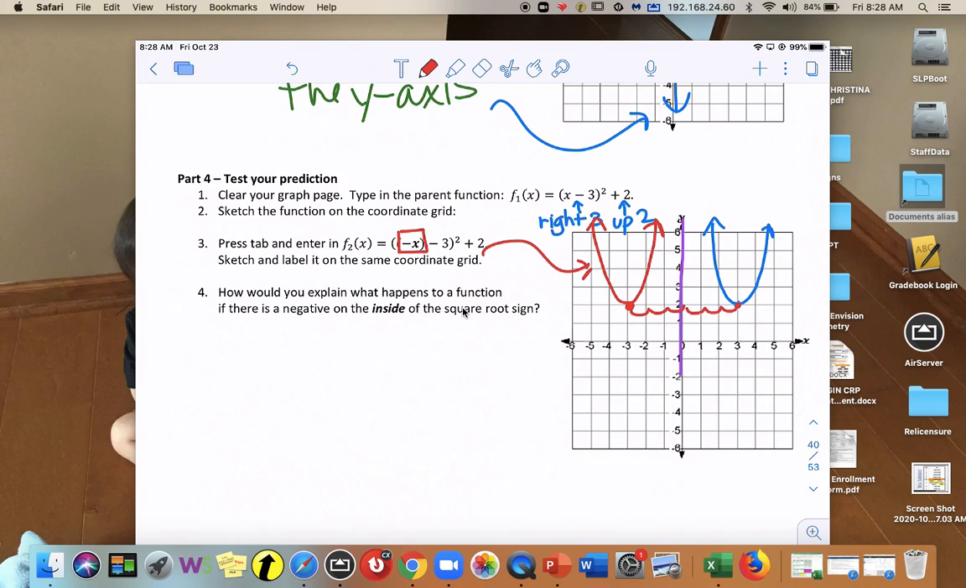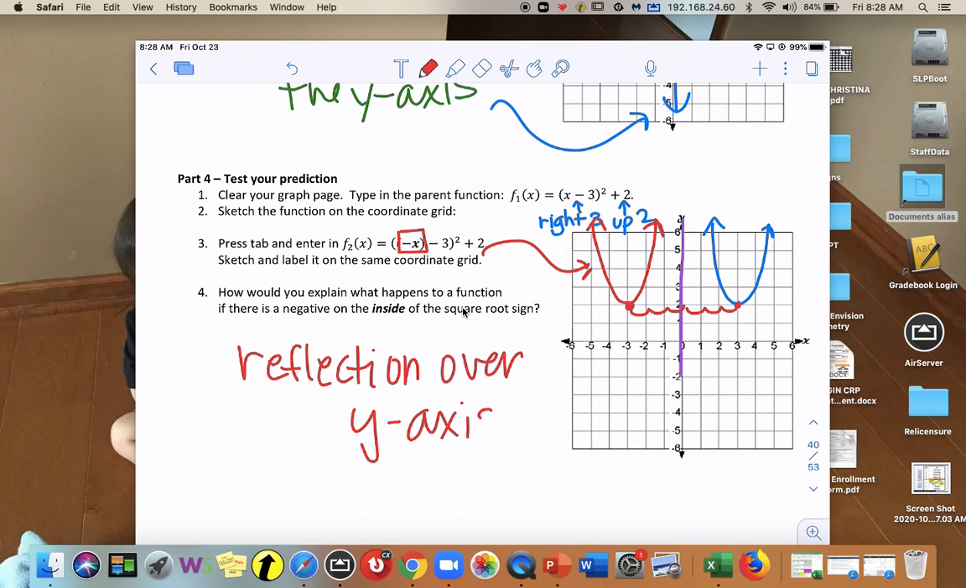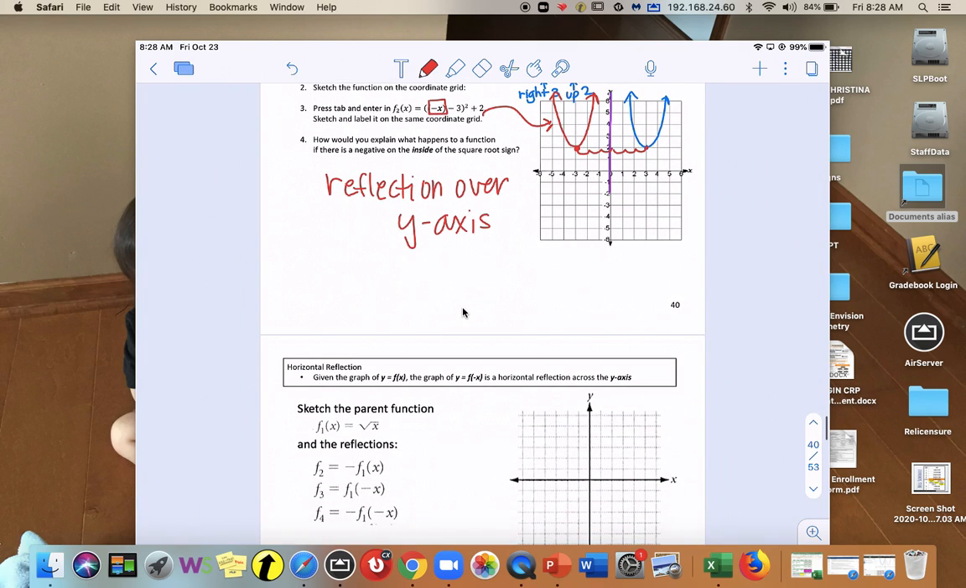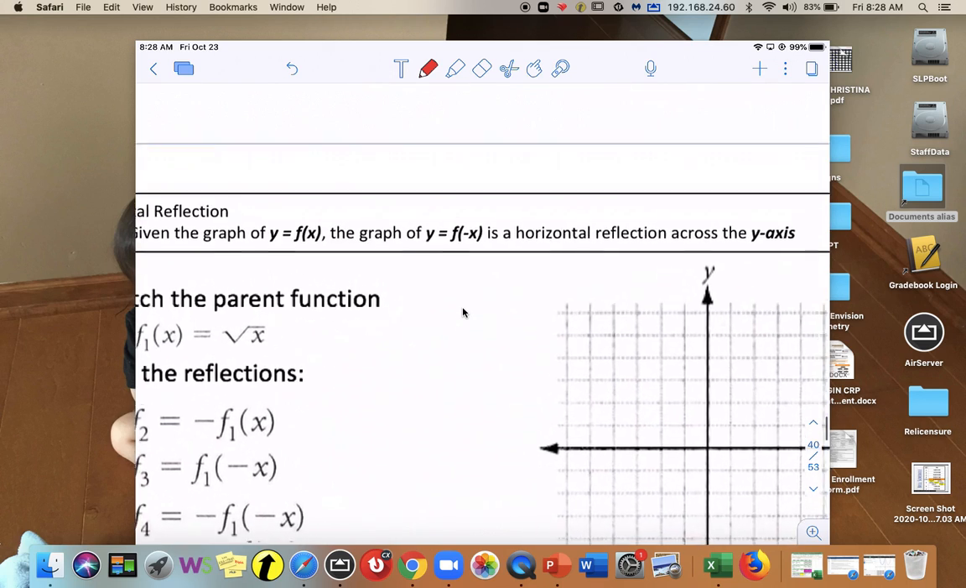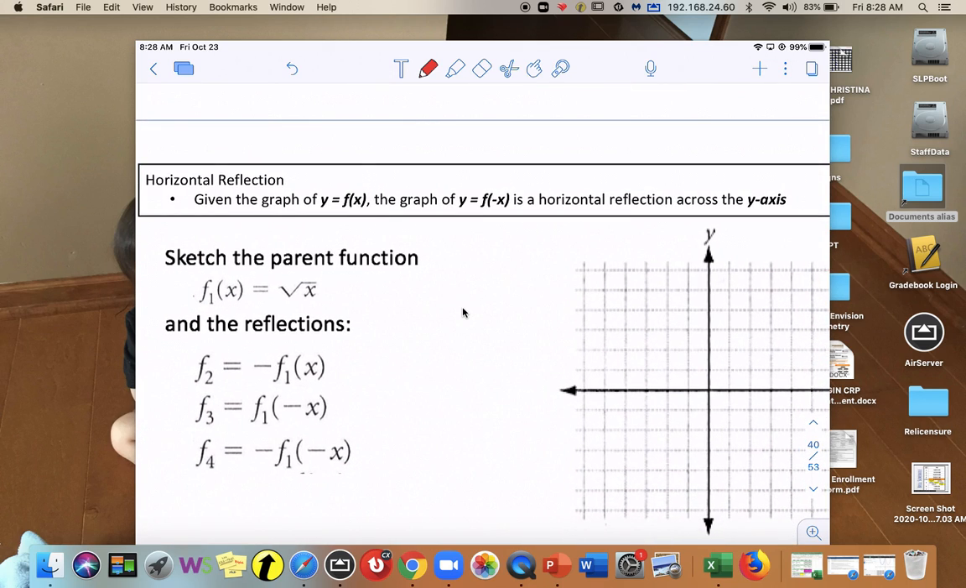So number 4, how would you explain what happens to a function if there's a negative on the inside of the square root sign or inside of the parentheses? We would say it's a reflection over the y-axis. The name for this is a horizontal reflection. Horizontal goes left and right. Given any function y equals f of x, the graph of y equals f of negative x is a horizontal reflection across the y-axis.